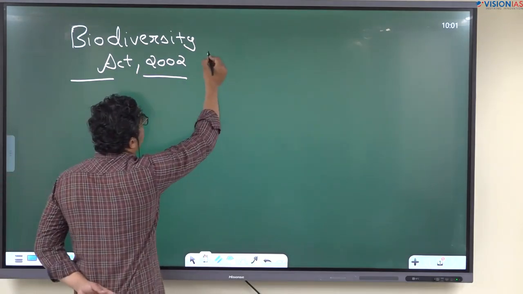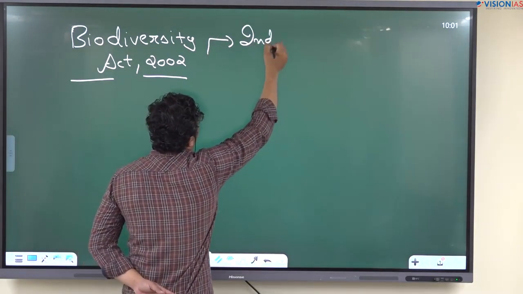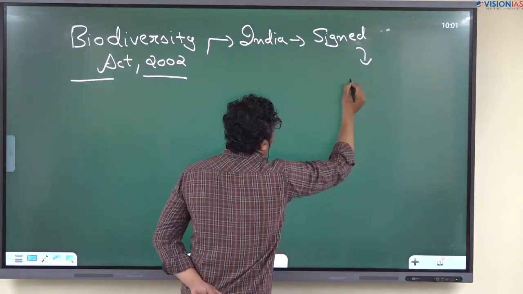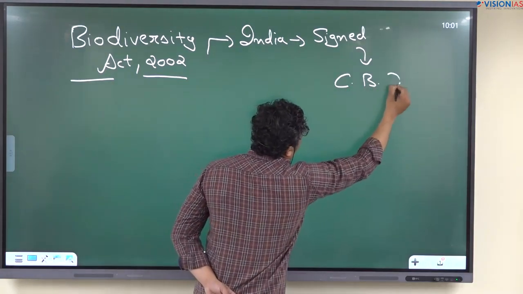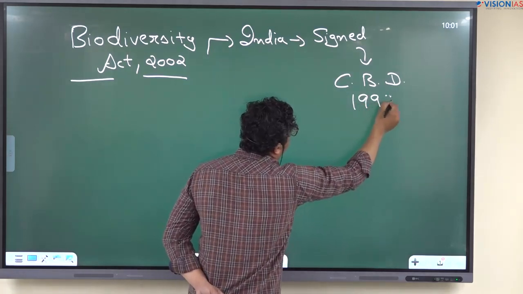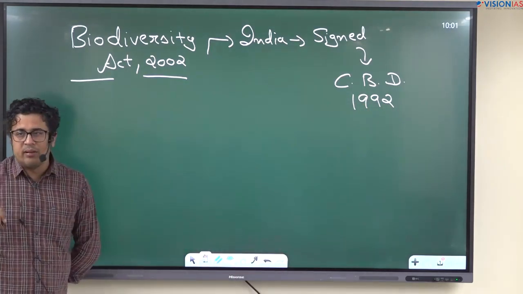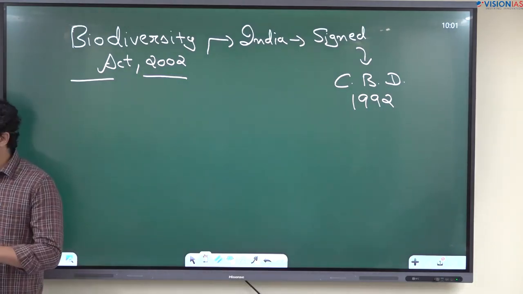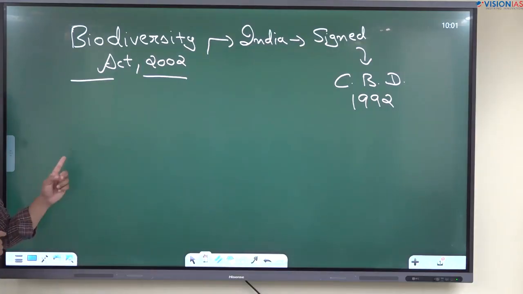This act came because India has signed the CBD in 1992. India is a signatory to CBD, the Convention on Biodiversity. Remember the Earth Summit? There were 5 agreements, and this was one of them. If you recall the Earth Summit, which we discussed a few days back, UNFCCC was also there, and the Convention on Biodiversity. So India signed this document in 1992.